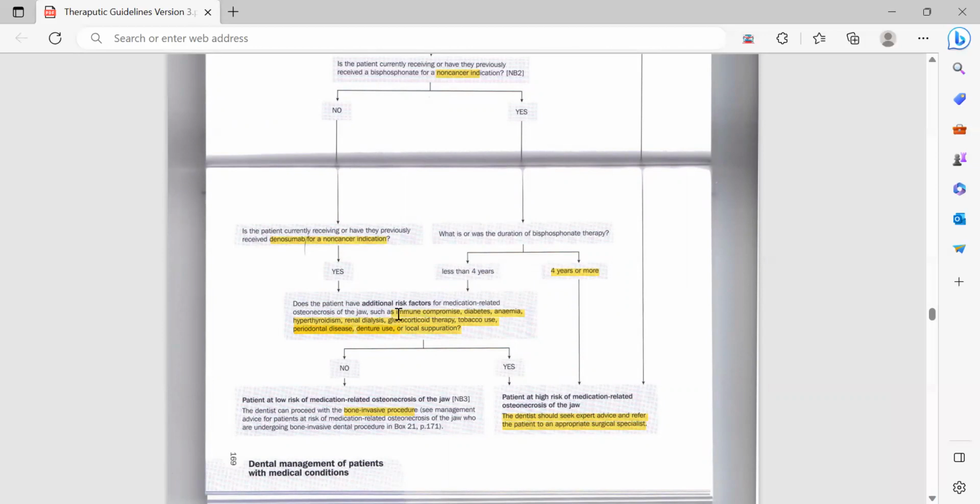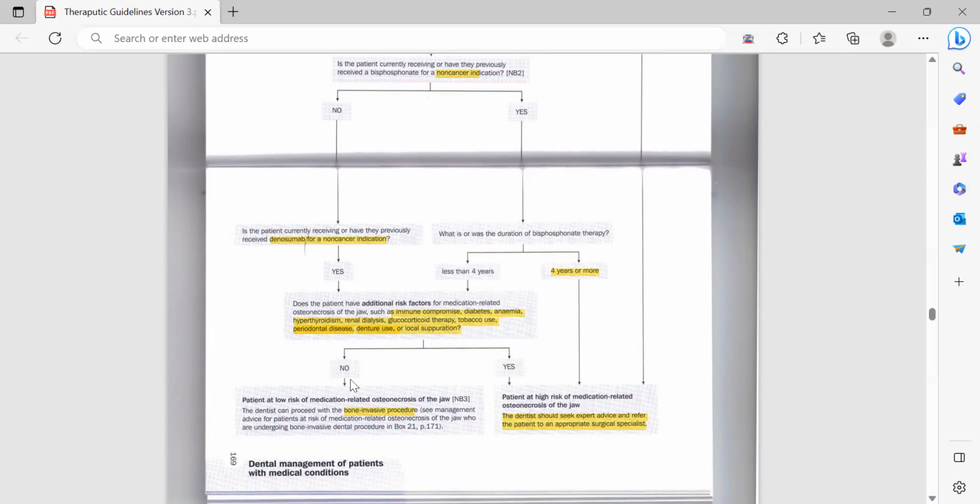You need to consider how is his immunity, like whether he's taking any other drug, or what is his immunity level. Then diabetes, anemia, hyperthyroidism, renal dialysis, glucocorticoid therapy, it means the corticosteroids, tobacco use, periodontal disease, denture use, or any local suppression. If any of these risk factors is present, then he would go into higher risk.